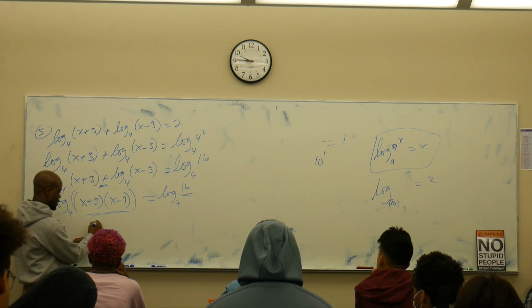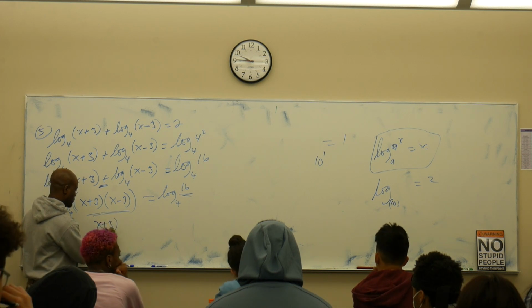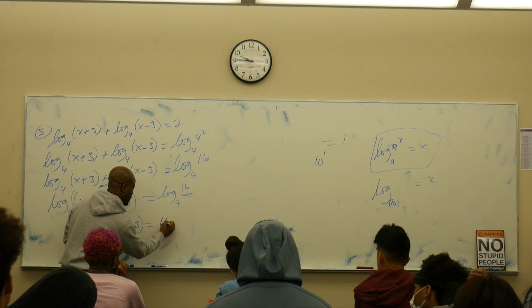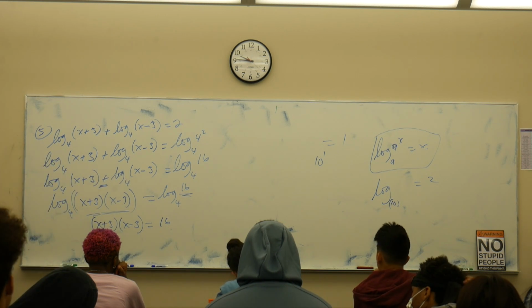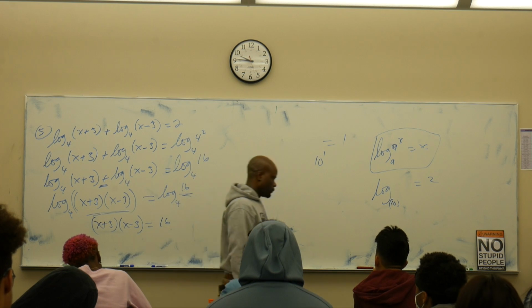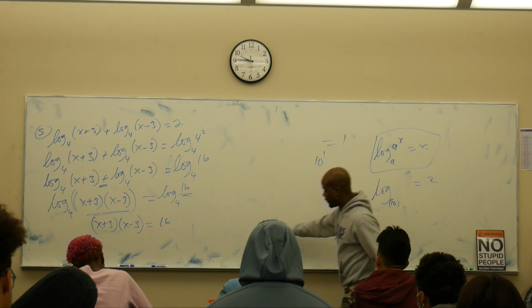So now I have x plus 3 times x minus 3 is equal to 16. I'm just dropping all the log stuff now. Dropping all that pretend stuff right now.